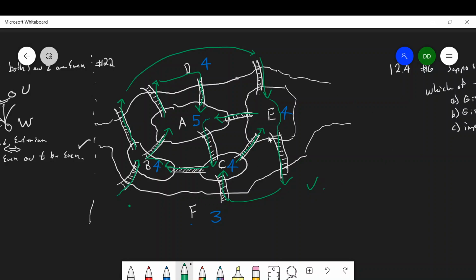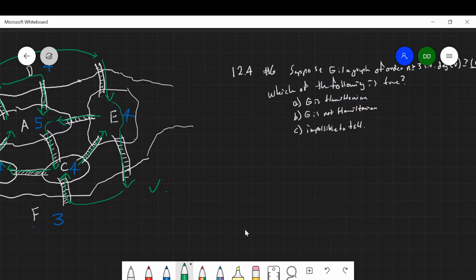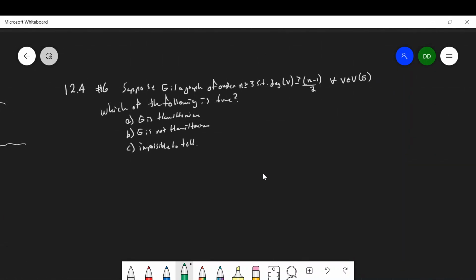And here is such a configuration. It's not the only one. For sure, there's got to be some others. But this one works nonetheless. Notice how all these problems are coming down to that theorem. It's a very powerful theorem. All right, so let's look at 12.4.